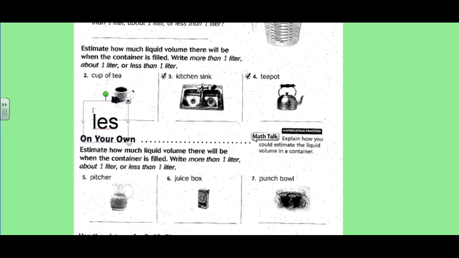And I'm just going to put the word less. You don't have to put that whole sentence. This would definitely be less than 1 liter. If I had 1 liter of water and I poured it into this cup, it would be overflowing.